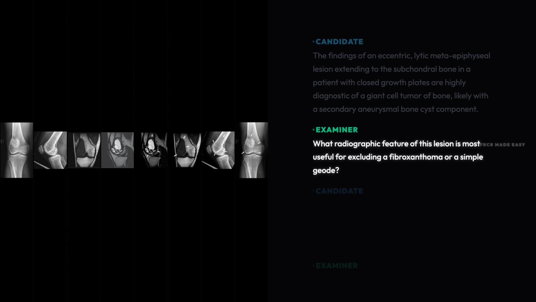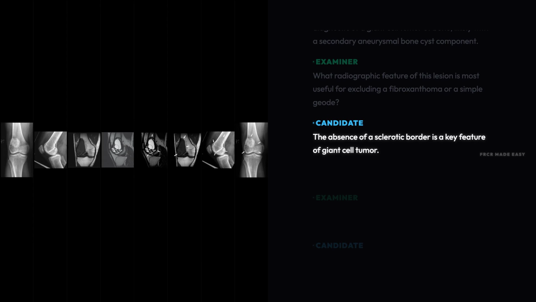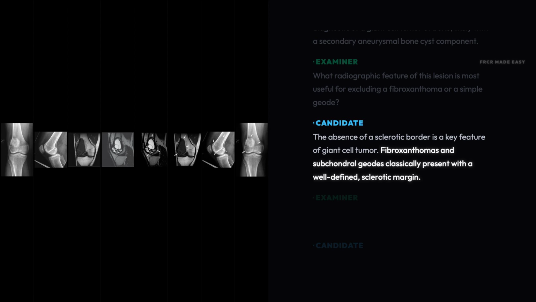What radiographic feature of this lesion is most useful for excluding a fibroxanthoma or a simple geode? The absence of a sclerotic border is a key feature of giant cell tumor. Fibroxanthomas and subchondral geodes classically present with a well-defined sclerotic margin.